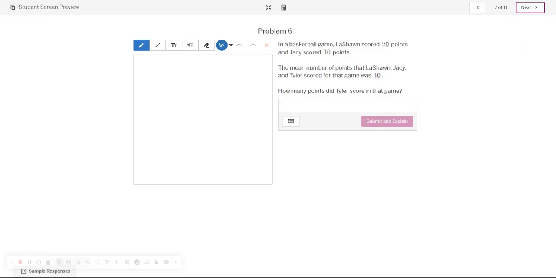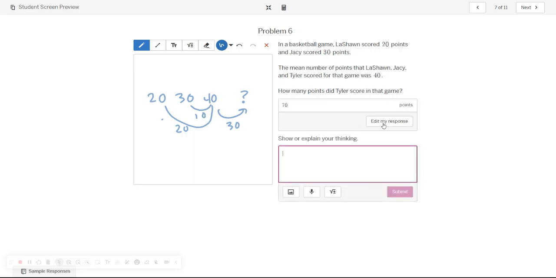Okay, in a basketball game, LaShawn scored 20 points. JC scored 30. And then you've got Tyler, but they averaged 40. So, how many points did Tyler score? Well, this is 10 below, this is 20 below, and so I need something that's 30 above. And so that would be 70 points. 40 plus 30 is 70.